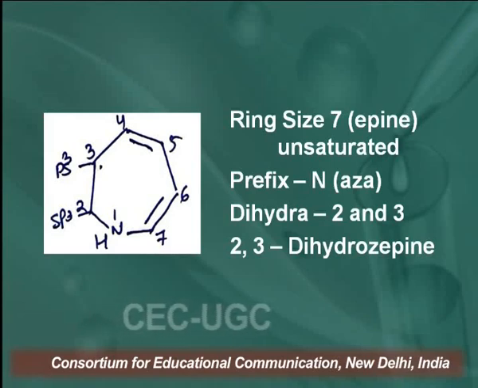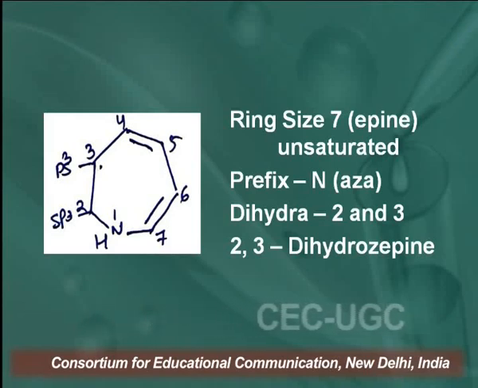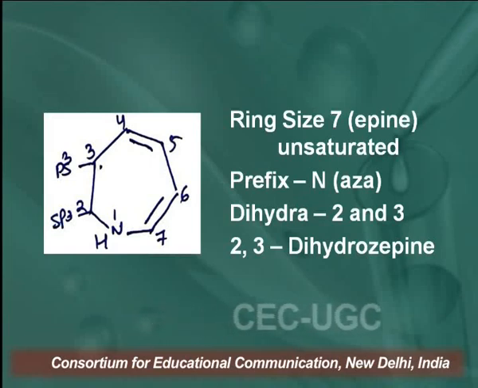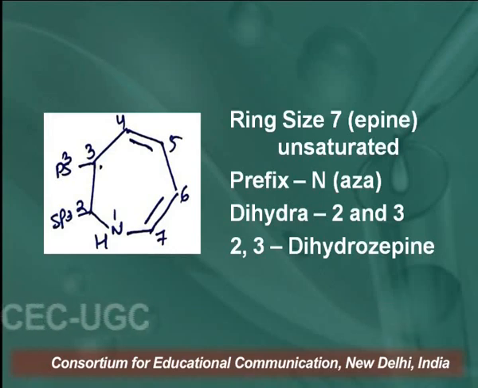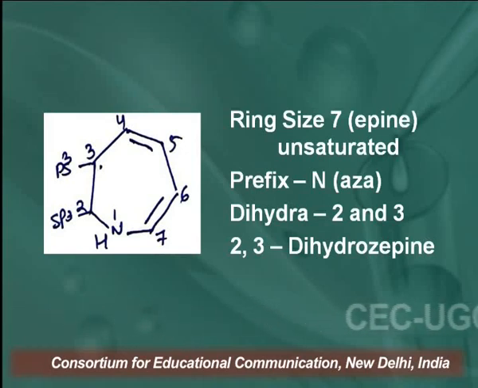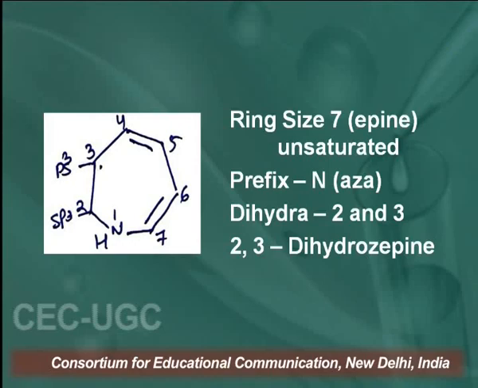You have to count from the side where the sp3 hybridized carbon atom is. If you count from the left side, the nitrogen will be 1, the nearest carbon, which is sp3 hybridized, will be 2, then 3, then 4. So we mention 2,3-dihydroazepine, because nitrogen is the prefix and carbons 2 and 3 are fully saturated, sp3 hybridized carbon atoms. So you have to start the counting from the nearest saturated carbon atom.